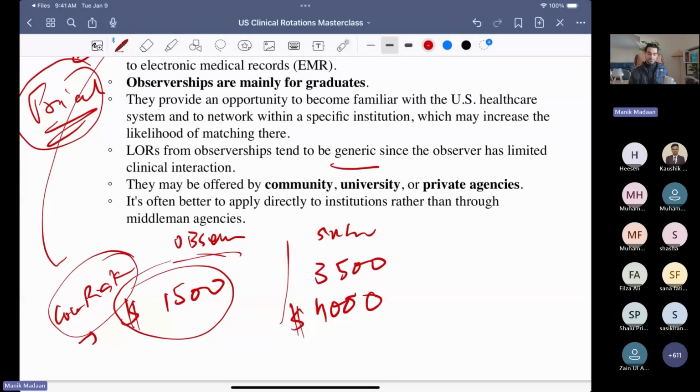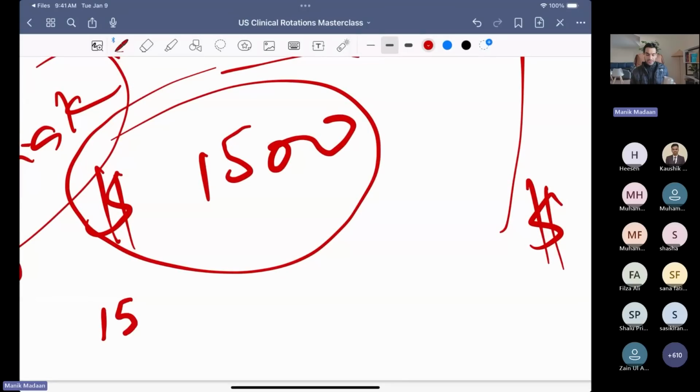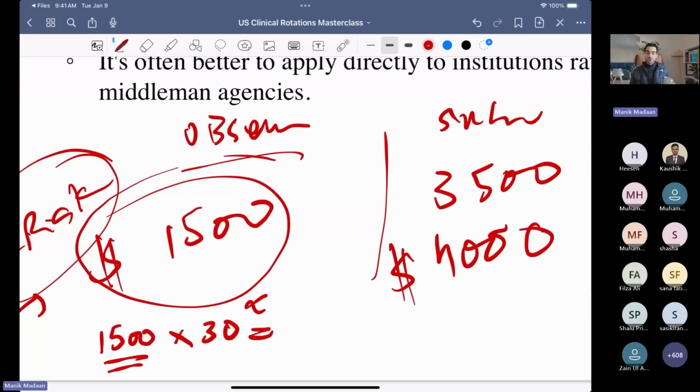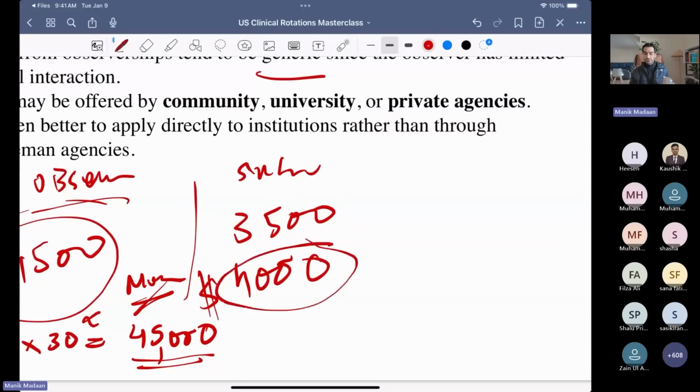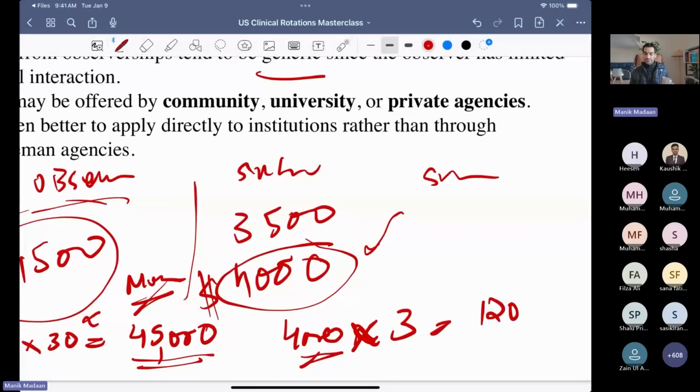But the problem here is this. If they are charging $1,500, what they're also doing is they have 20 to 30 people on board in a single rotation, to generate a cash flow of, let's say, $45,000 in a month. Versus, let's say, if you go to a quality rotation in a sub internship, you have $4,000. The institution is making that off, let's say, 3 students. So they're making $12,000.